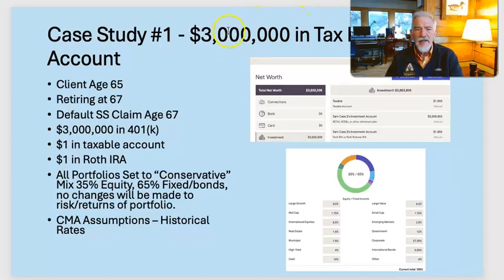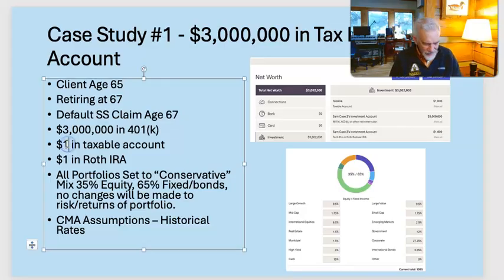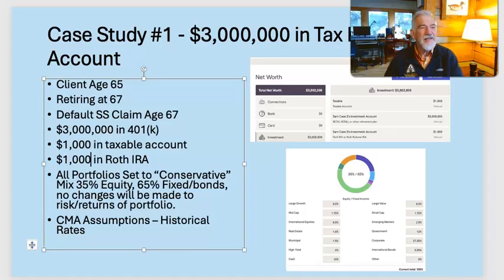Okay, so the case study is we have a person who's age 65. He'll be retiring in 2 years and will be claiming Social Security in 2 years as well. This individual has $3 million in a 401k plan, and I said $1 in a taxable account. I think it's $1,000, so let me fix that while you wait. Just a moment. $1,000. I need to save that, by the way, in case I need to pull this up again. Won't make the mistake again. Okay, so we have $1,000 in a Roth account and $1,000 in a taxable account.